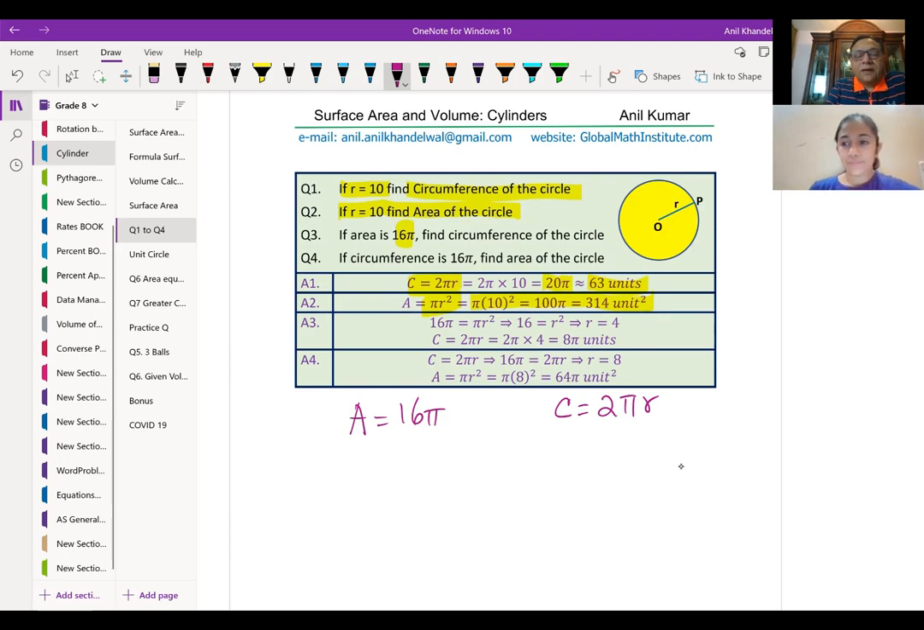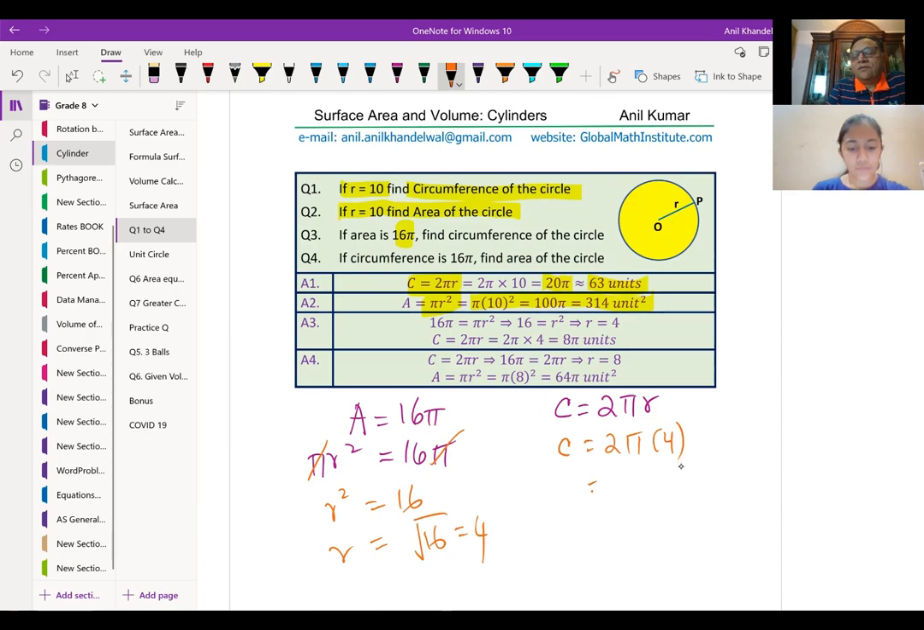So area is pi r square, right? So pi r square is 16 pi. You can solve this. Pi and pi cancel, so r square equals 16. R is equal to square root of 16, which is 4, correct? Substitute here. C is 2 pi into 4, which is 8 pi, correct?